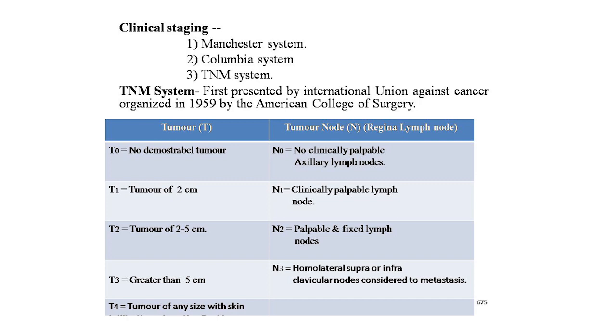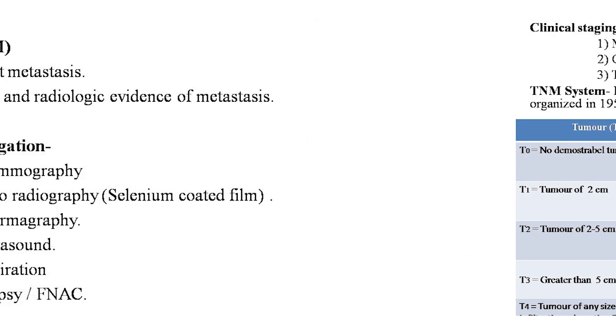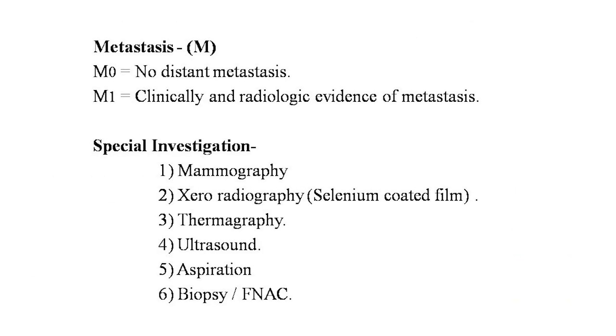Now, N is the regional lymph node. N0 means no clinically palpable axillary lymph nodes. N1 is clinically palpable lymph nodes. N2 is palpable and fixed lymph nodes. N3 is homolateral supra- or infraclavicular nodes considered to be metastasis. Now, for distant metastasis, M0 is no metastasis and M1 is clinical and radiological evidence of metastasis.